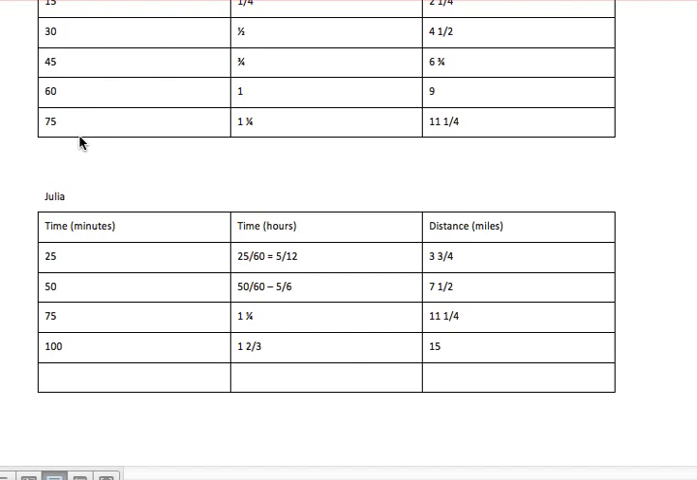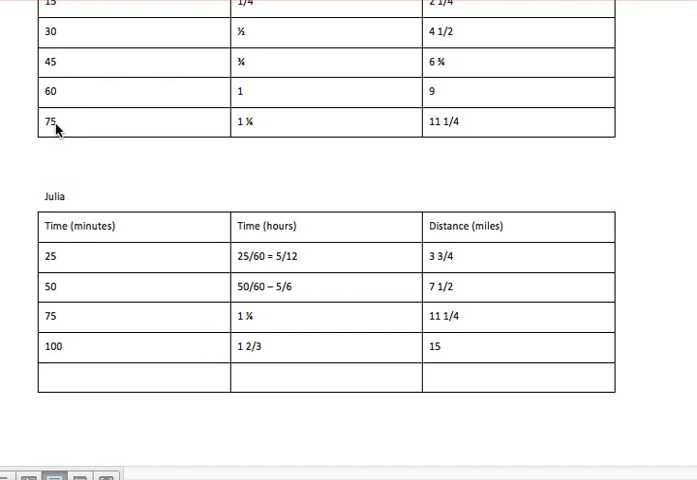So if we were to take a look at the constant of proportionality, we could do some division to find out that the unit rate would be 9, or our constant of proportionality would be 9. And the same thing is true for Julia's. So actually, Julia and Izzy are traveling at the same rate.